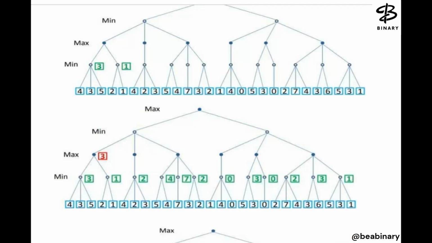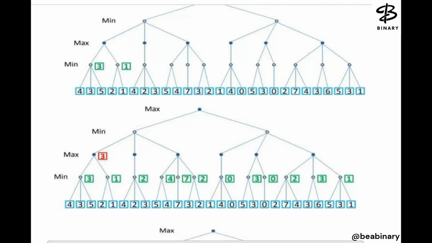And again from 2, 7, 4, the 2 will be there. And 3, 6, the 3 is the minimum. And in between 5, 3 and 1, the 1 is minimum. So here our first level has been completed. Then we will move to another level.